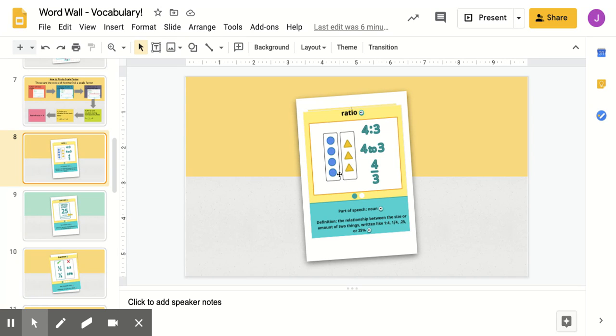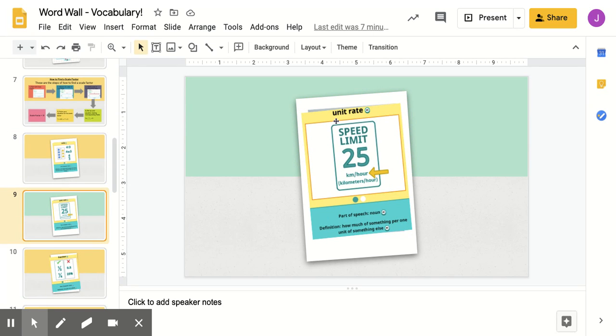So here we have 4 circles, and here we have 3 triangles. So we're talking about the relationship between how many circles there are and how many triangles there are. We write it like 4:3, like this style, or we can also write it as 4 to 3, using the word "to", or we can write it like 4/3. So that's ratio.